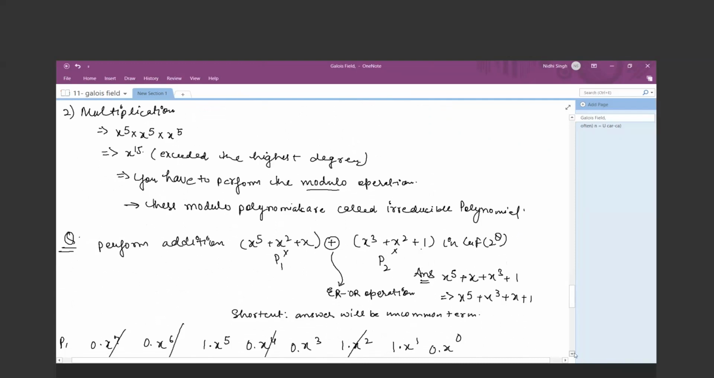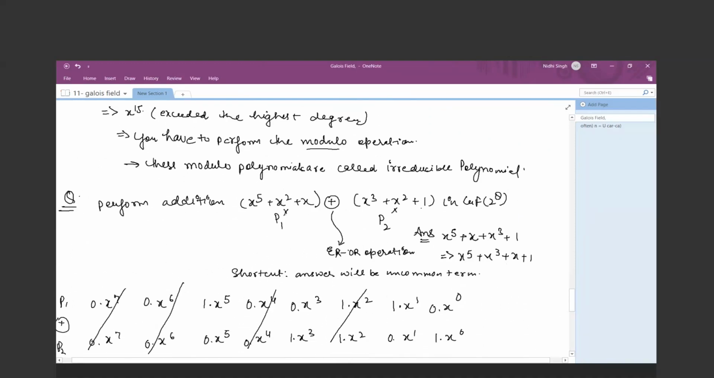So the same example I've already depicted. That is, there is a polynomial P1 and this is a polynomial P2. So we have to multiply these two polynomials in the Galois way. 2 to the power 8 means the highest power is 7.